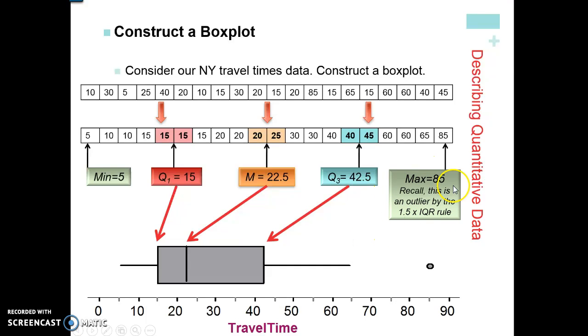On a previous slide we had the calculations for the outliers. Make sure those are included somewhere. Also notice we have a numerical scale and we have what the box and whisker plot is. It's specifically looking at travel time.